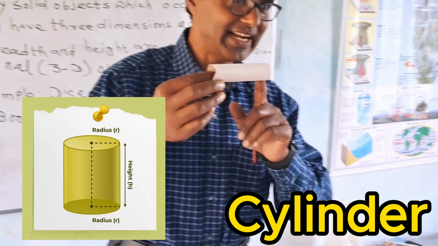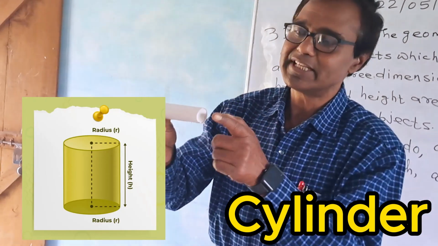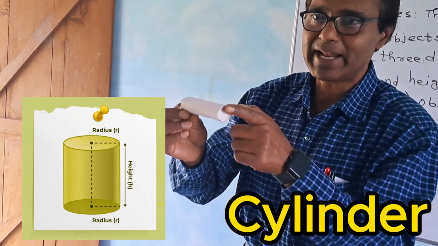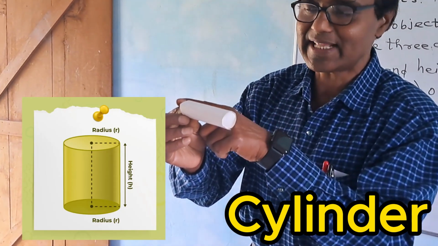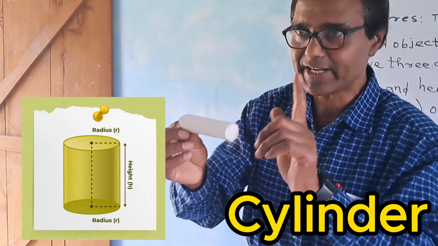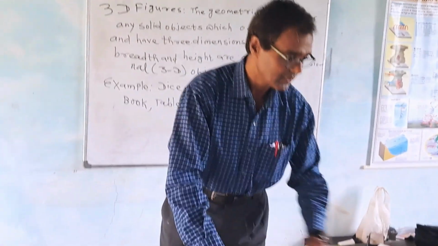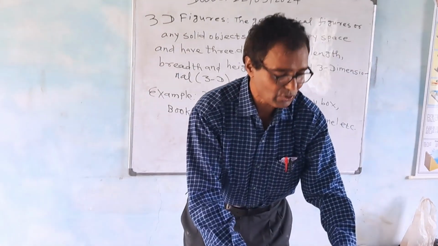I prepare this cylinder. So this is cylinder, and both sides, this is base and this is base. Flat surface. Two flat surface are there, and one curved surface is there. So this is cylinder. You got it? I am going to make cone. This is a cone I am going to make.